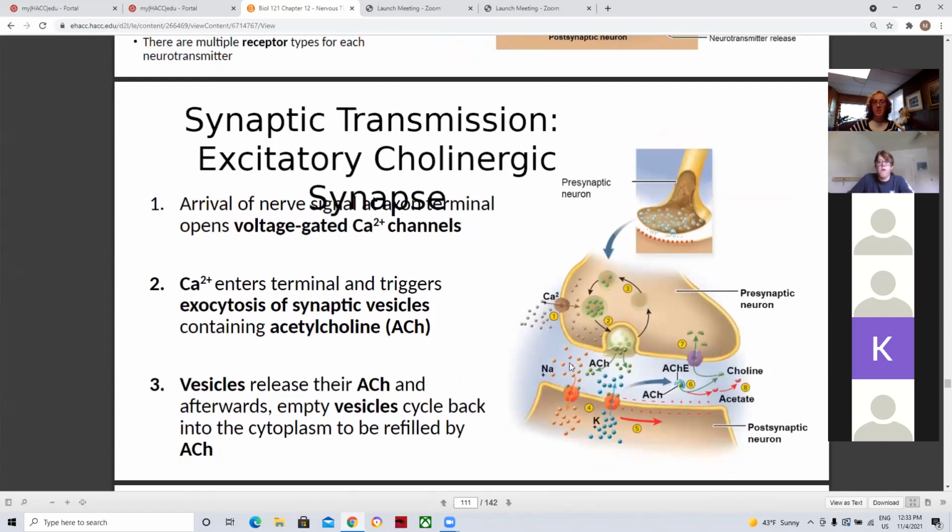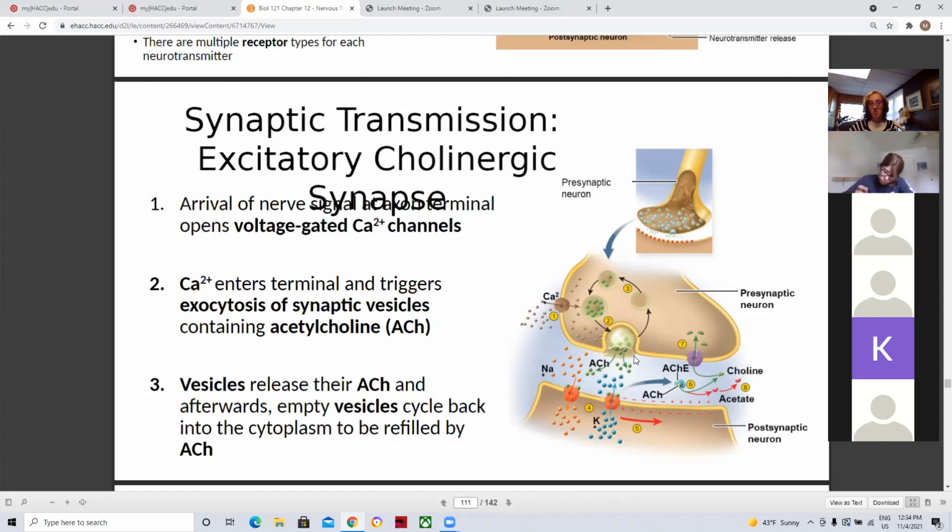So what goes on in a synapse? An action potential arrives via the axon at the axon terminal. When the action potential reaches the axon terminal, it's going to open calcium voltage sensitive channels. And calcium is going to enter the terminal and trigger the exocytosis of vesicles containing the neurotransmitter, which in this case is acetylcholine.